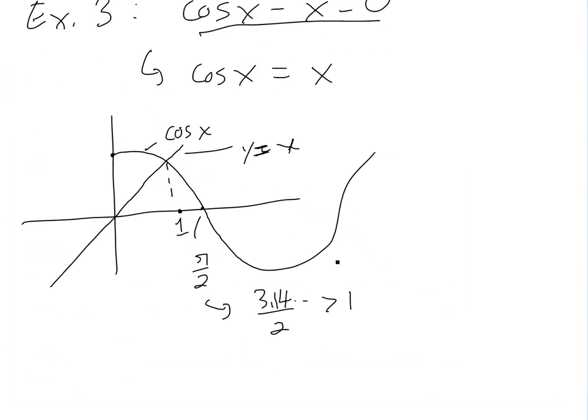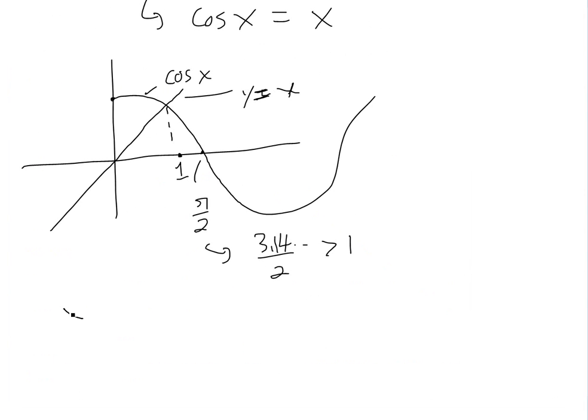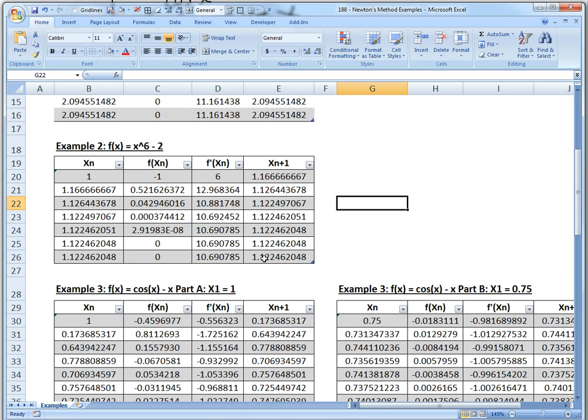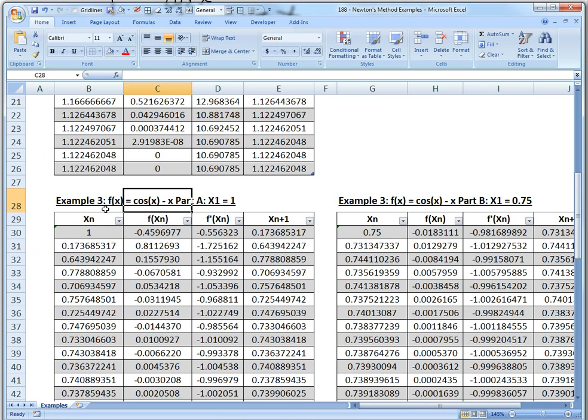So in this case, we could choose part A as x1 equals 1 here, and part B x1 equals 0.75, and see how fast they converge. Now pulling out the graphing table that I made, or just with Excel here. So basically I have a table here. This one is the cos function in this case.